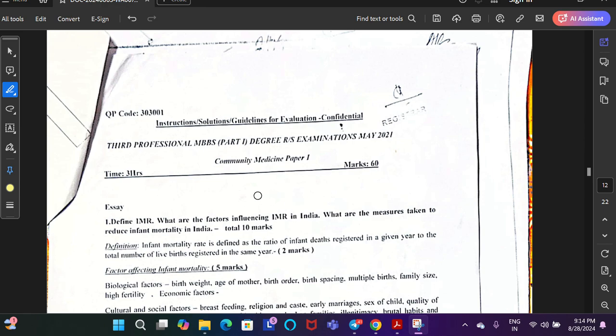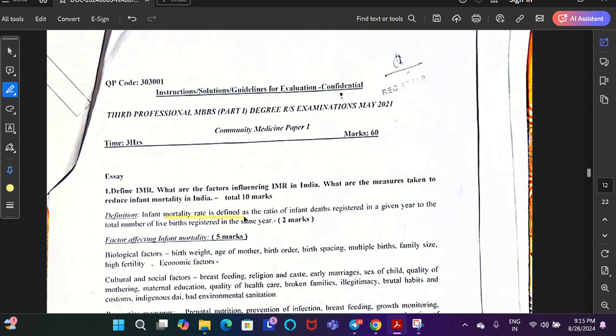So the first question is a 10 marker essay. Define IMR, infant mortality rate. What are the factors influencing the infant mortality rate in India? What are the measures taken to reduce the infant mortality in India?